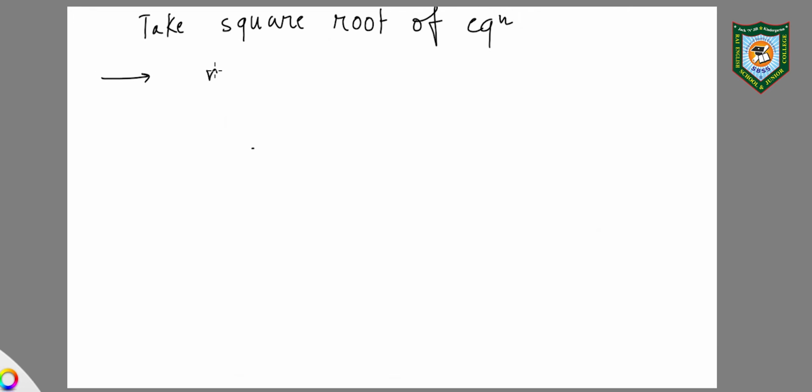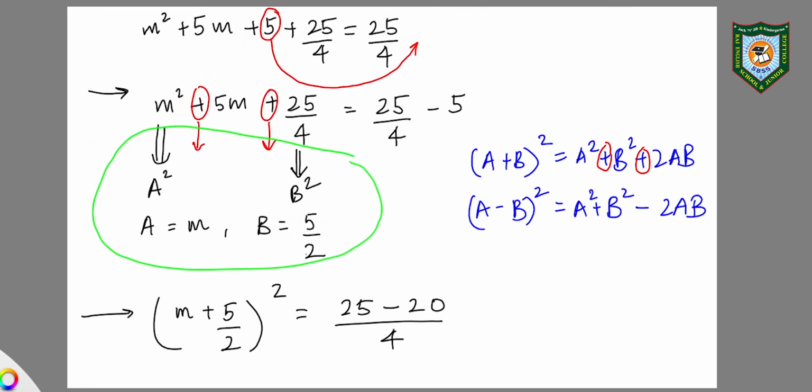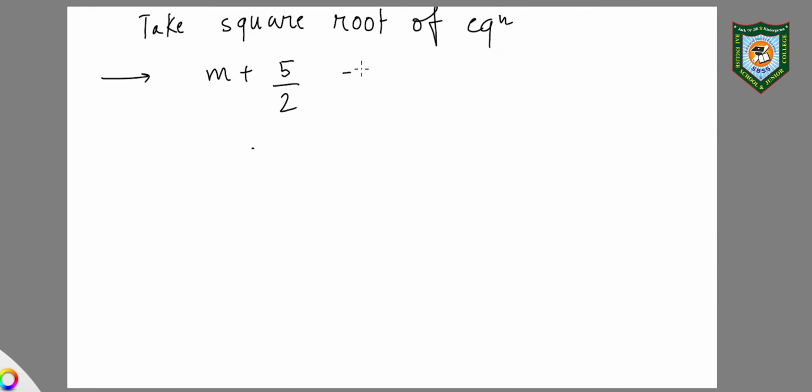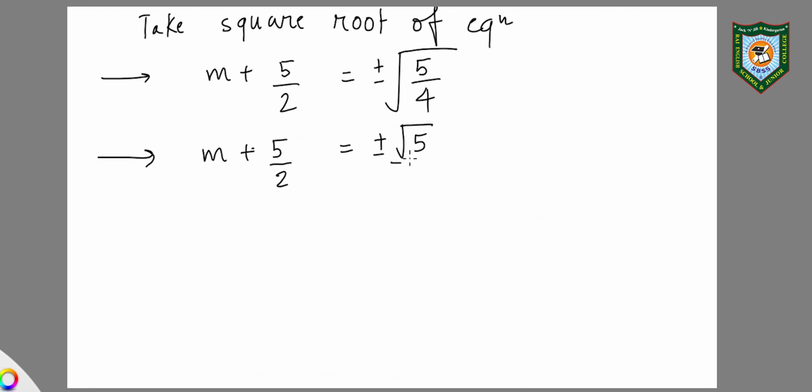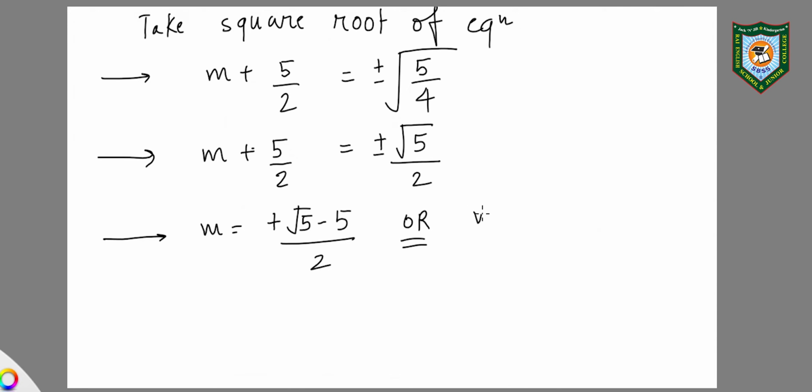So I'll get (m + 5)/2 is equal to plus or minus the square root of 5/4, and the square root of 4 is equal to 2. So here I have (m + 5)/2 is equal to plus or minus square root 5 divided by 2. And if I take this, it becomes m is equal to plus square root 5 minus 5 by 2, or m is equal to minus square root 5 minus 5 divided by 2.